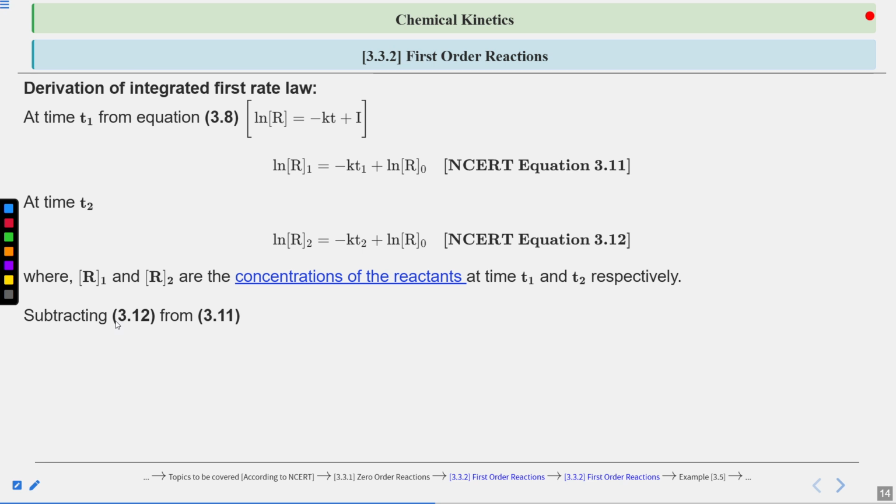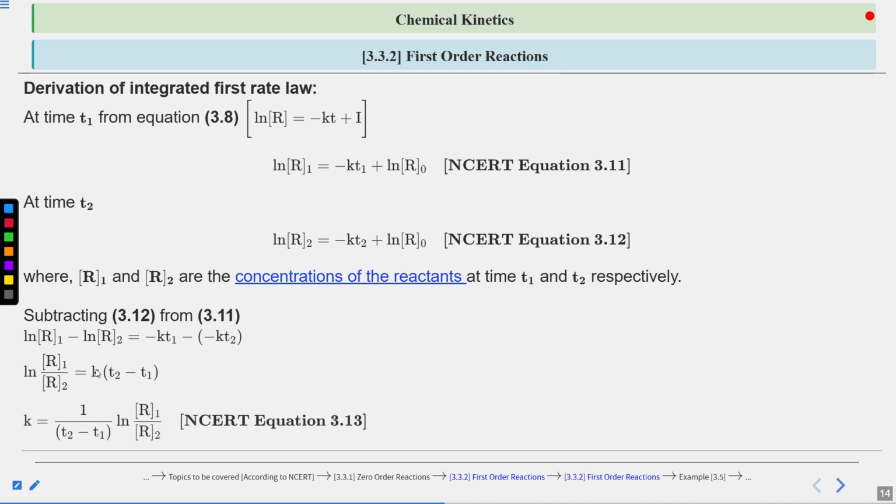Now we have to subtract equation 3.12 from 3.11. So you will get ln of r1 minus ln of r2 is equal to minus k t1 minus of k t2. We just have to subtract these two equations. And you will get ln of r1 by r2 is equal to k times t2 minus t1. This is the equation you will get after subtraction.